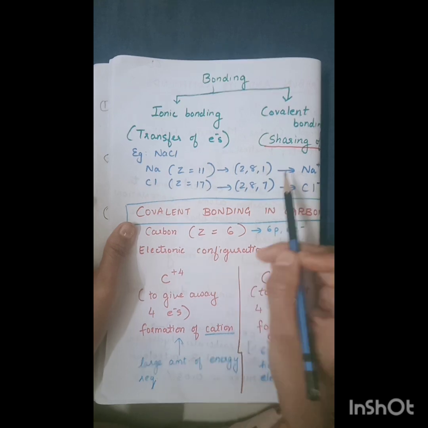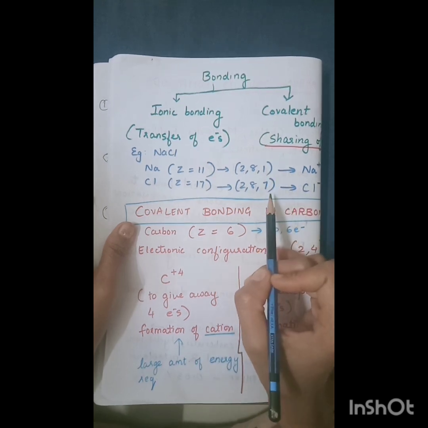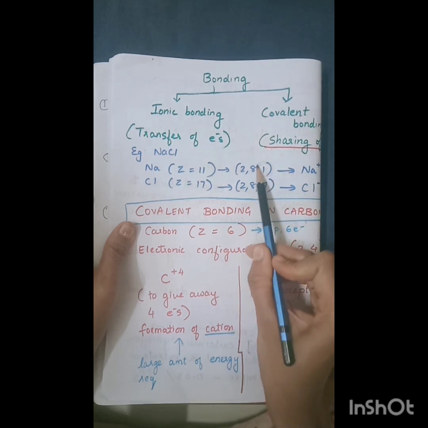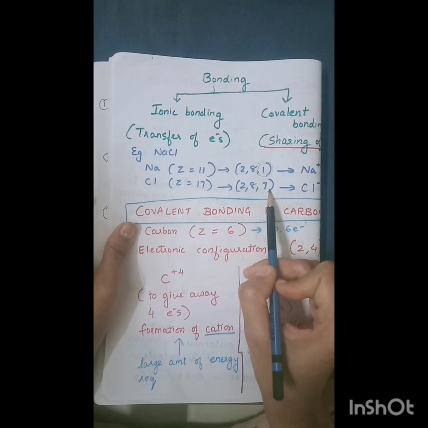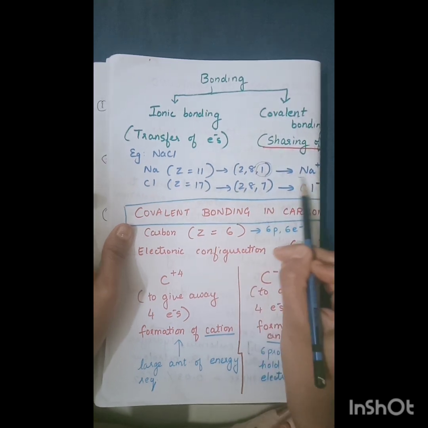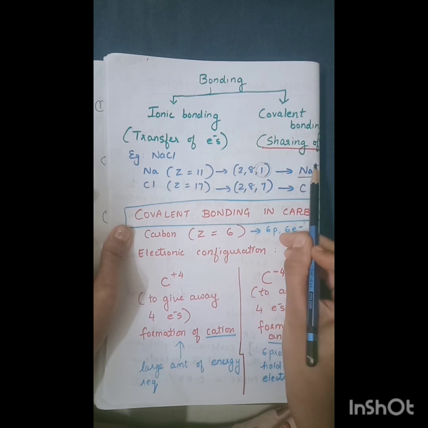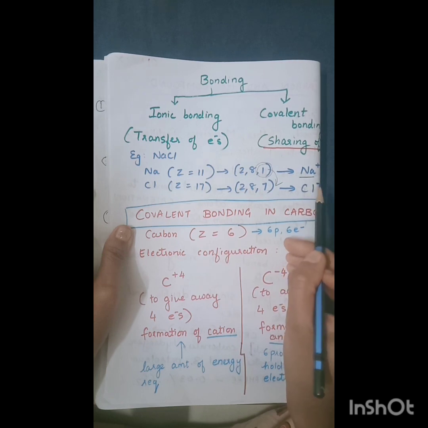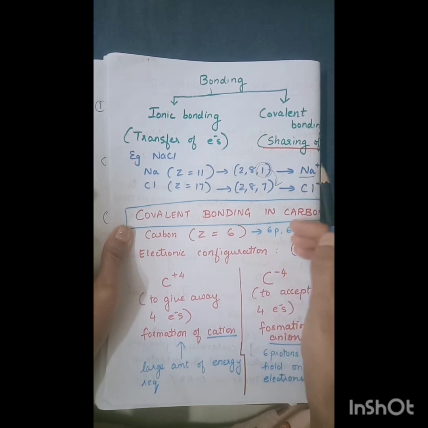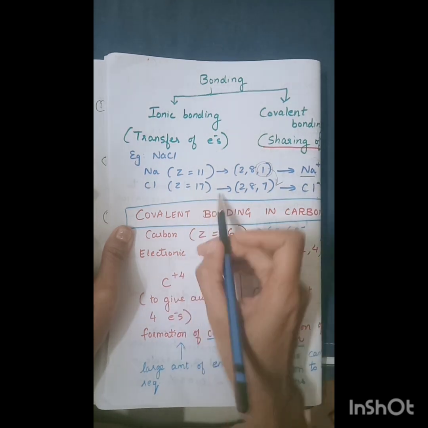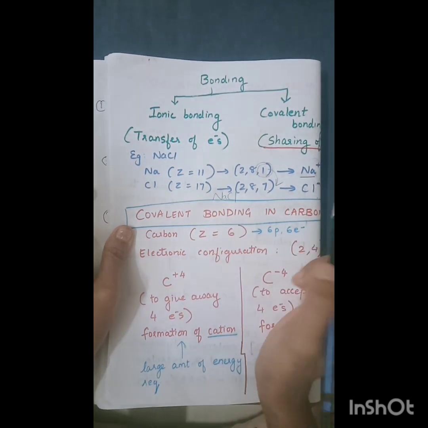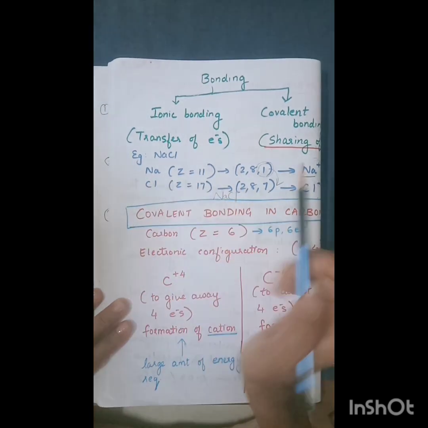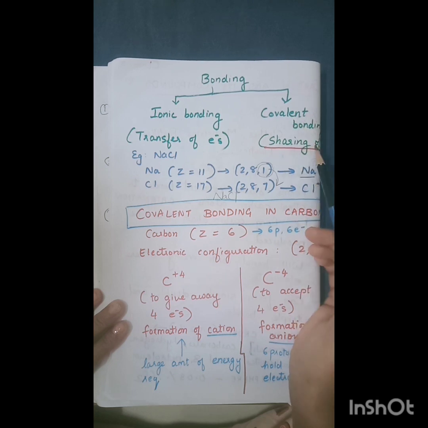Now to form a bond, the outermost octet should be completed. So here 1 electron of sodium is being given to chlorine, and sodium forms an ion, that is Na plus. And after accepting this 1 electron, chlorine forms an anion, that is Cl minus. Now due to electrostatic attraction, they attract each other and form NaCl. This is about ionic bonding. But in this chapter we will be discussing completely covalent bonding.